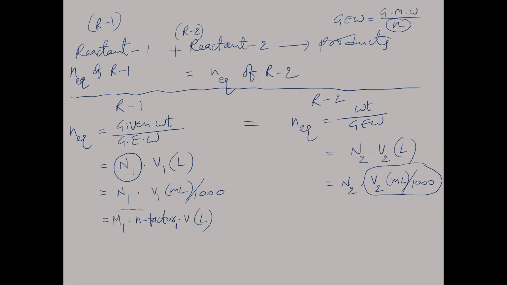Why have we taken this one? Normality N1 is equal to what? Molarity into N factor. Normality is equal to molarity into N factor. So here again, the same thing applies.